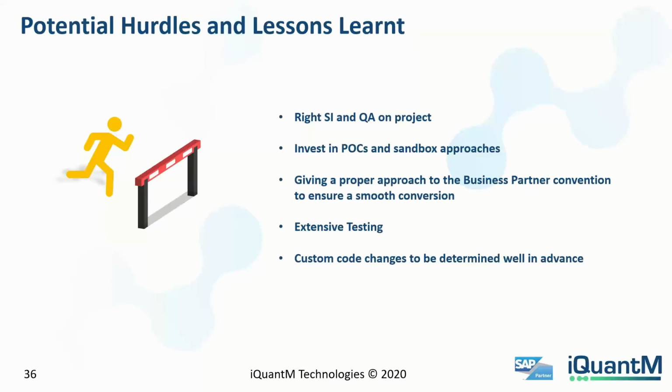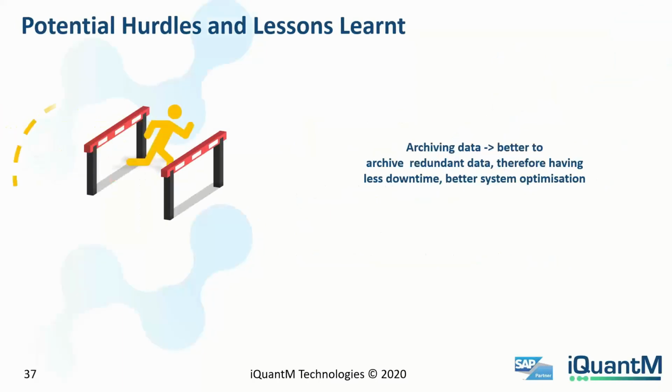Next is the extensive testing. You cannot cut corners. Testing itself has to be done extensively, just like when you buy a property in the UK, they say location, location, location. For conversion, it is testing. And that's your takeaway from today's seminar. Testing. You need to test extensively.